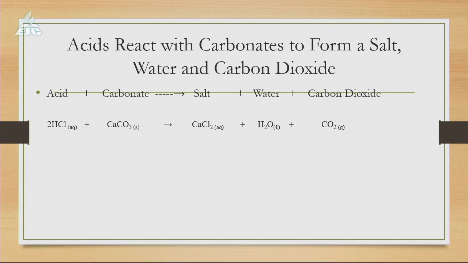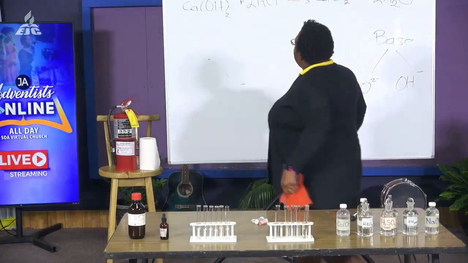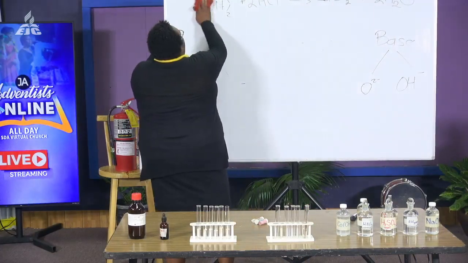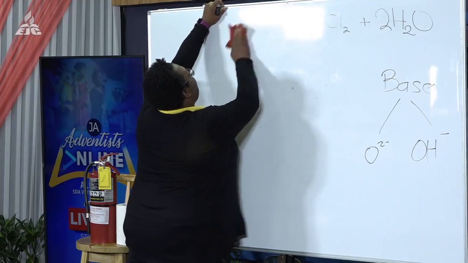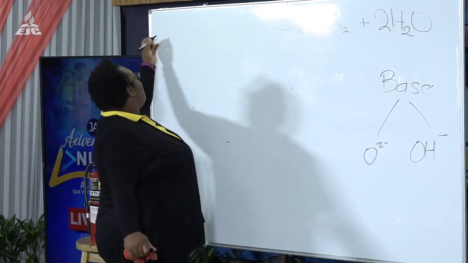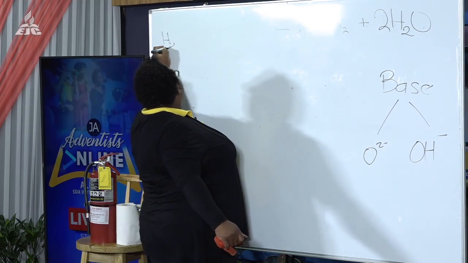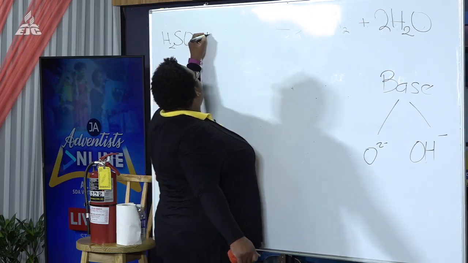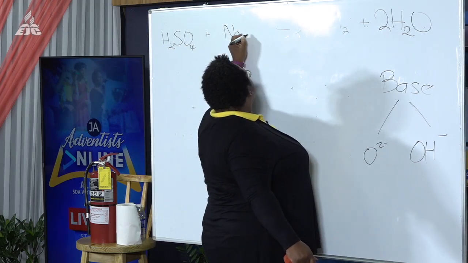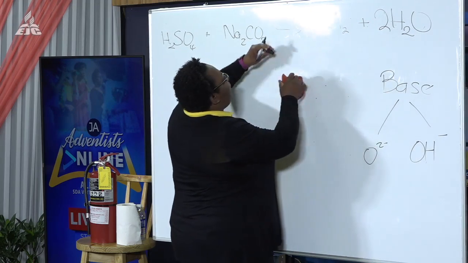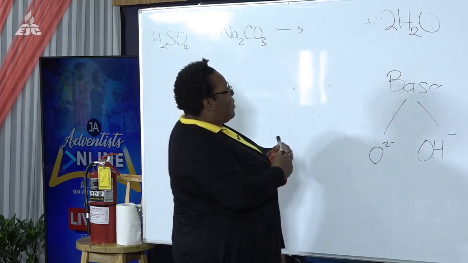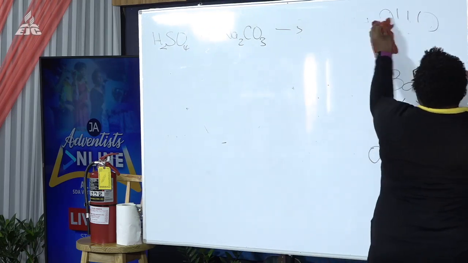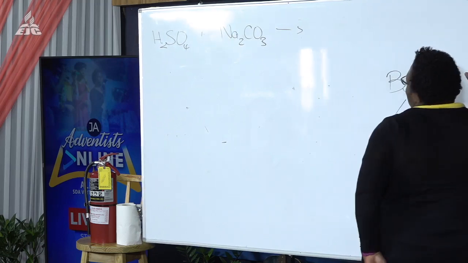I am going to use not calcium carbonate, but sodium carbonate. So I have here an acid, which will be sulfuric acid, this time, plus sodium carbonate. What will the products be? According to our characteristic of acids, we say that the products are going to be salt, water, and carbon dioxide.